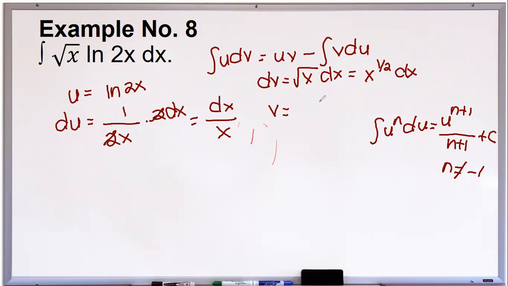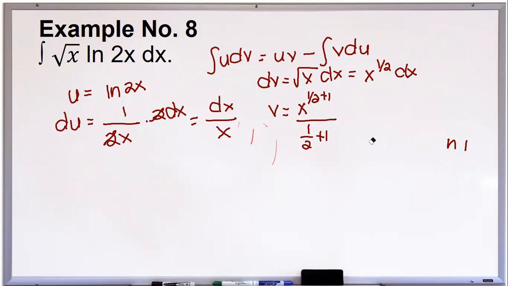Okay. So this will become x raised to 1/2 plus 1 over 1/2 plus 1. Okay, so erase natin to. So this will become x raised to 3 over 2 over 3 over 2. So ngayon, complex fraction siya. So magiging 2/3 x raised to 3 over 2.